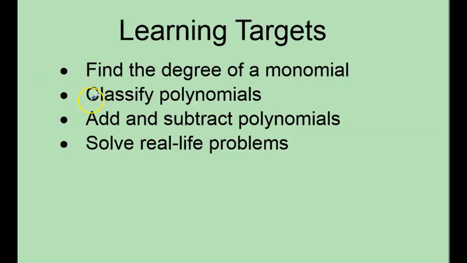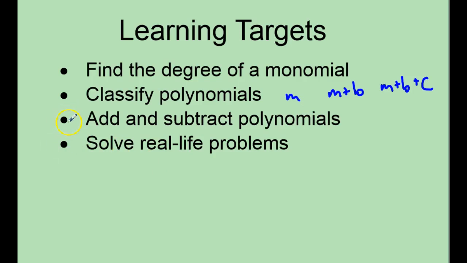Then we're going to be classifying polynomials. The real classifications we're looking at is we're going to try and figure out which degree the polynomial is, and then what kind of polynomial it is. Is it a monomial, meaning it has one term? Is it a binomial, meaning it has two terms? Or is it a trinomial, meaning it has three terms? Those are our big three classifications.